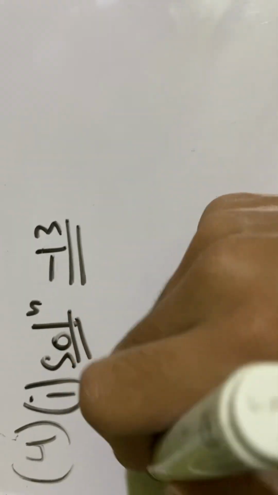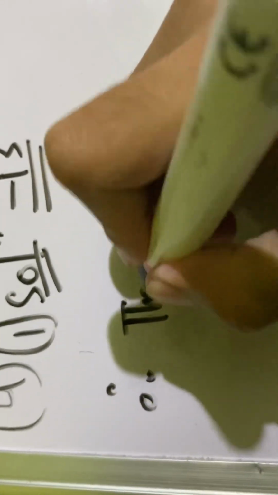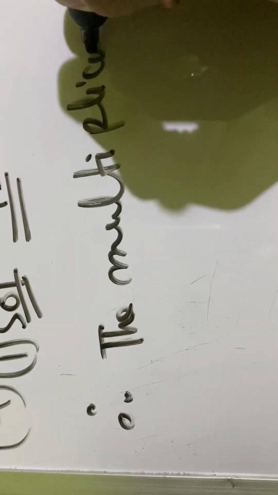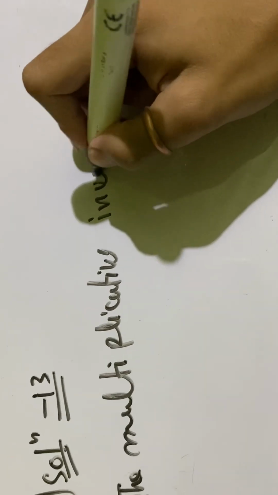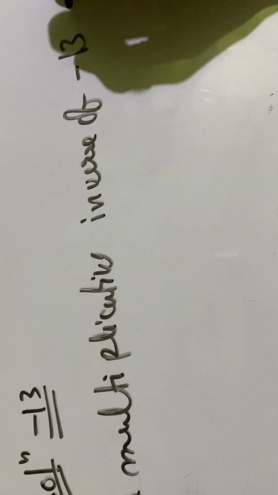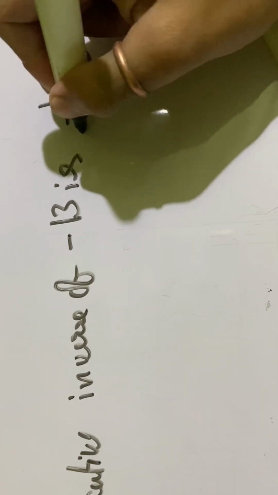Therefore the multiplicative inverse of minus 13 is 1 by minus 13.